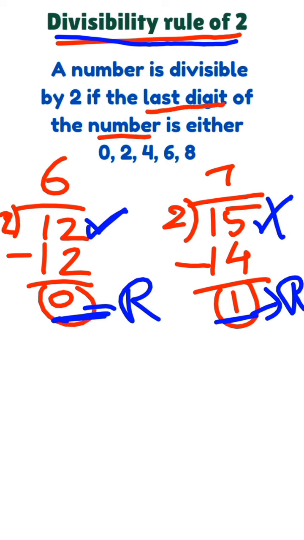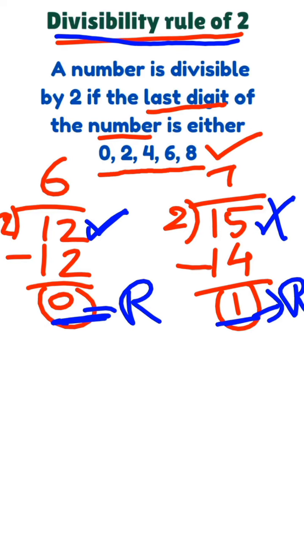The last digit of the number should be either 0, 2, 4, 6 or 8. That means the number should be an even number. If the number is an even number, then that number is divisible by 2. So simply we can say that if the number is an even number, then it is divisible by 2, and if it is not an even number, then it is not divisible by 2.